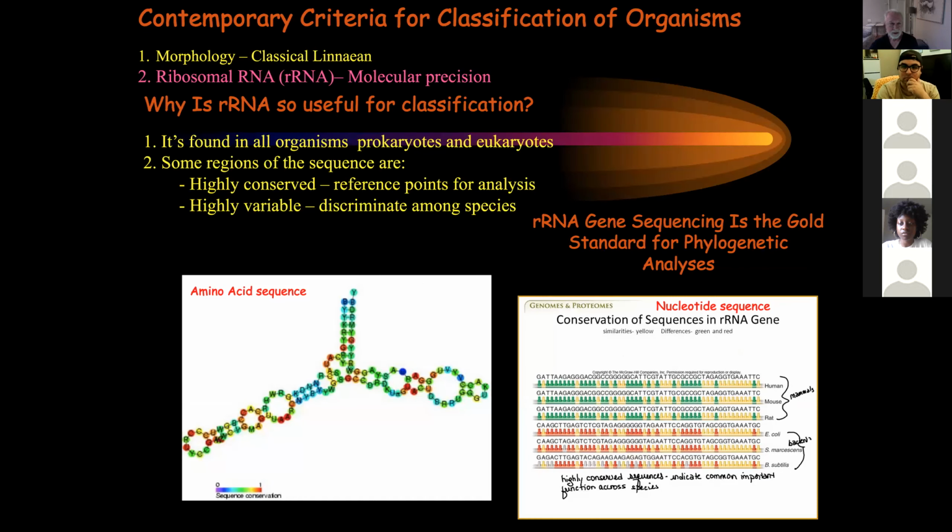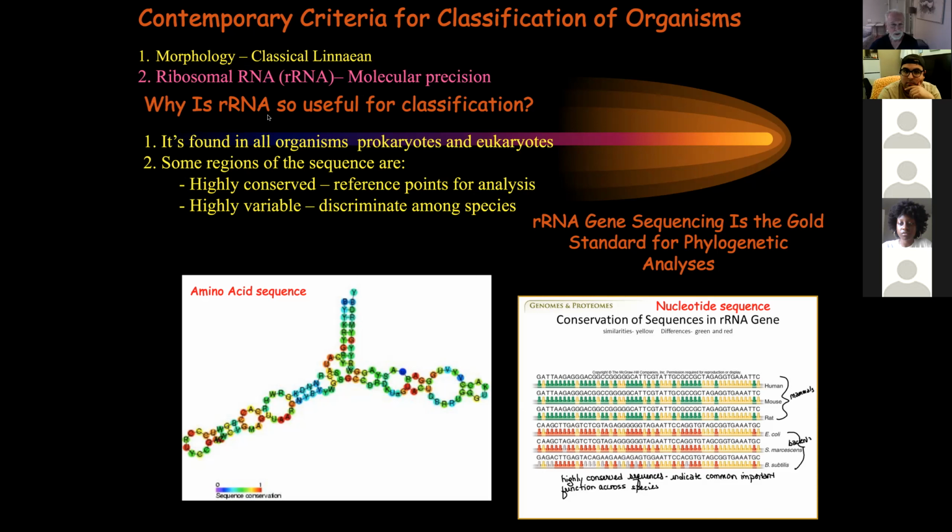The contemporary criteria for classification are, to some extent, still morphology. We still ask, what's the shape or the form of organisms? But more importantly, is ribosomal RNA sequence.